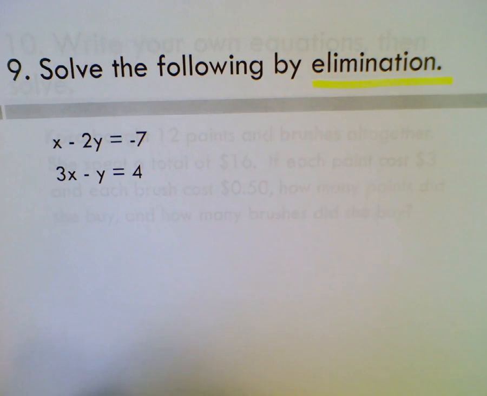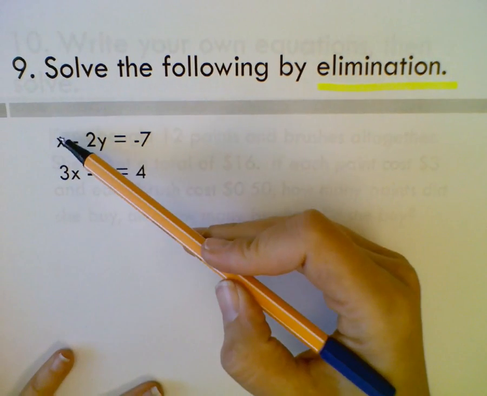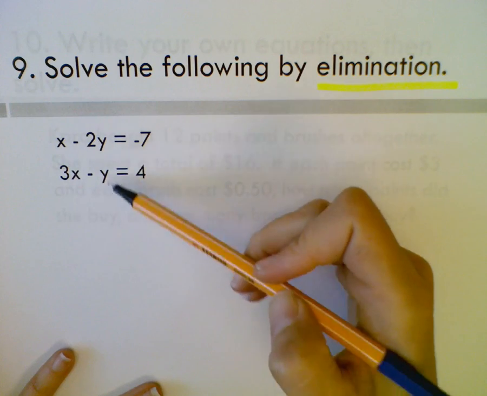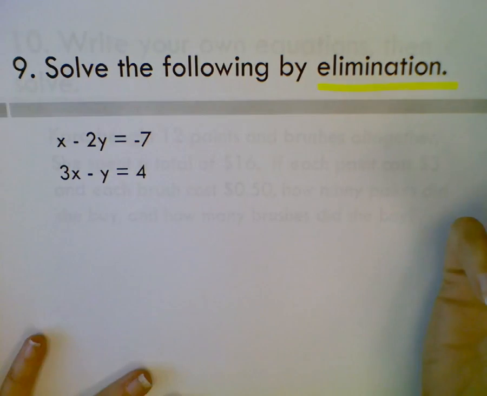So on the first one, they eliminated themselves. On the second one, we had to make one work. And on this one, I see that there's nothing that works with x, there's nothing that works with y, so I'm going to have to multiply them both. Okay?